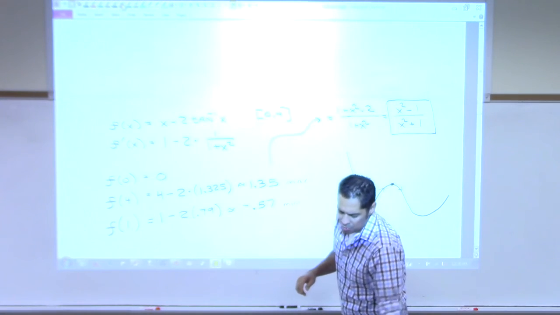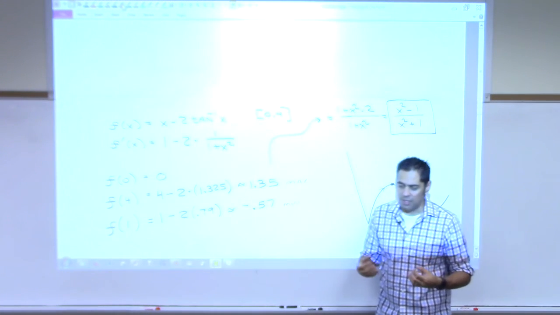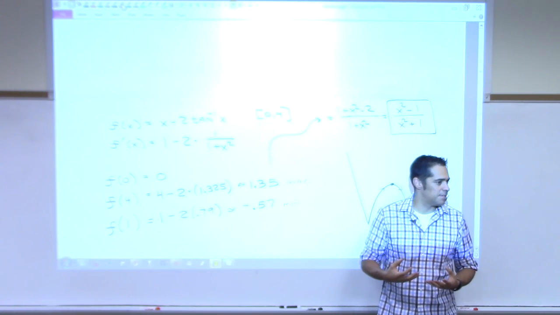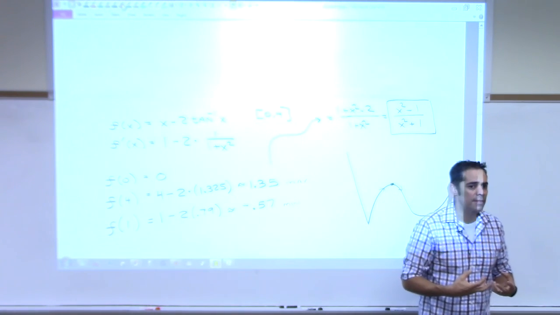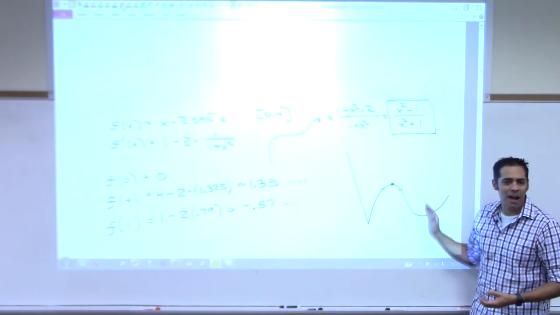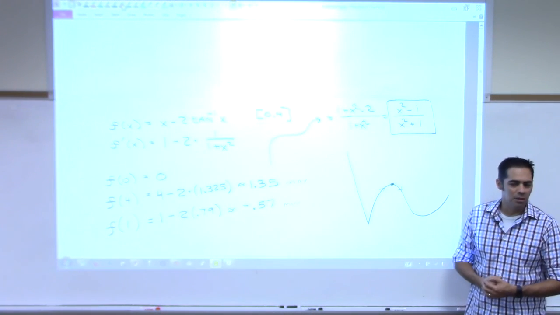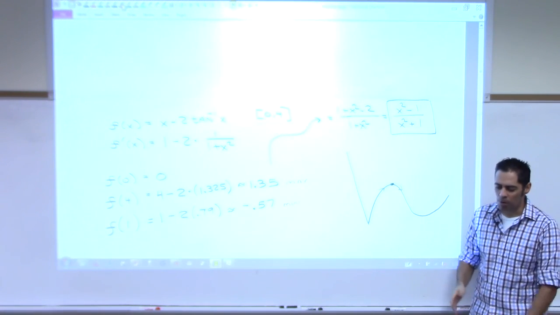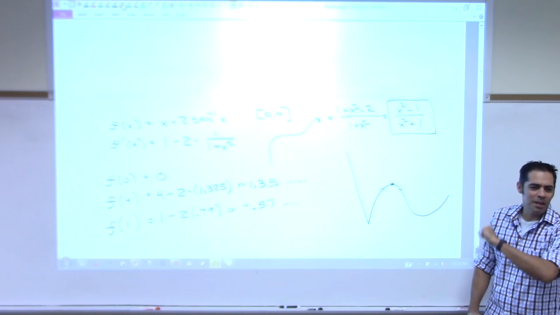4.3, the name of the section is derivatives and the shapes of graphs. Somehow the derivative is going to help us determine what the shape of a graph of a function looks like. And we're leading into being able to graph a function by hand completely. And then word problems.